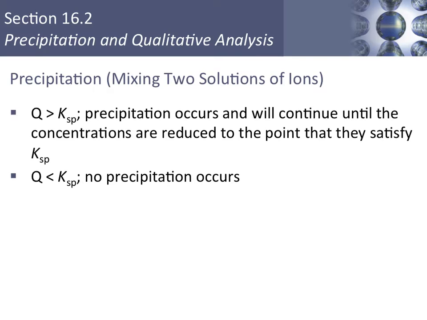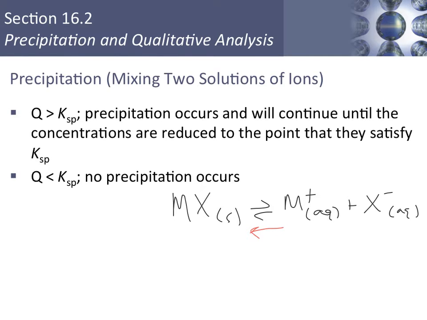When we look at Q, or the ion product, and compare it to KSP, we use it to determine if precipitation will occur. When precipitation occurs, we are referring to the reverse reaction, the ions coming together to form the solid. So if Q is greater than KSP, that means we have too much product, and the reaction will shift to make precipitate, and then will continue to do so until the concentrations of the ions are reduced to the point where they meet the KSP. If Q is less than the KSP, no precipitation will occur.